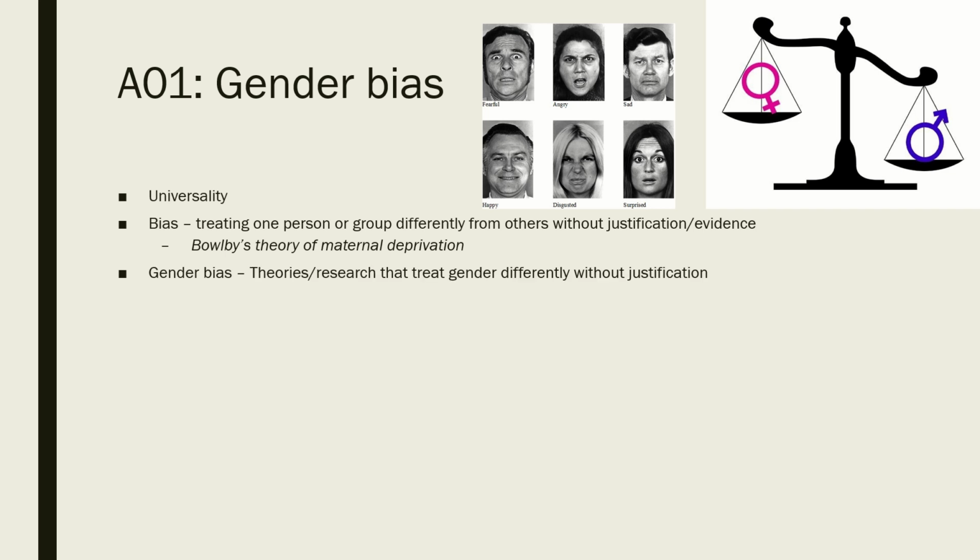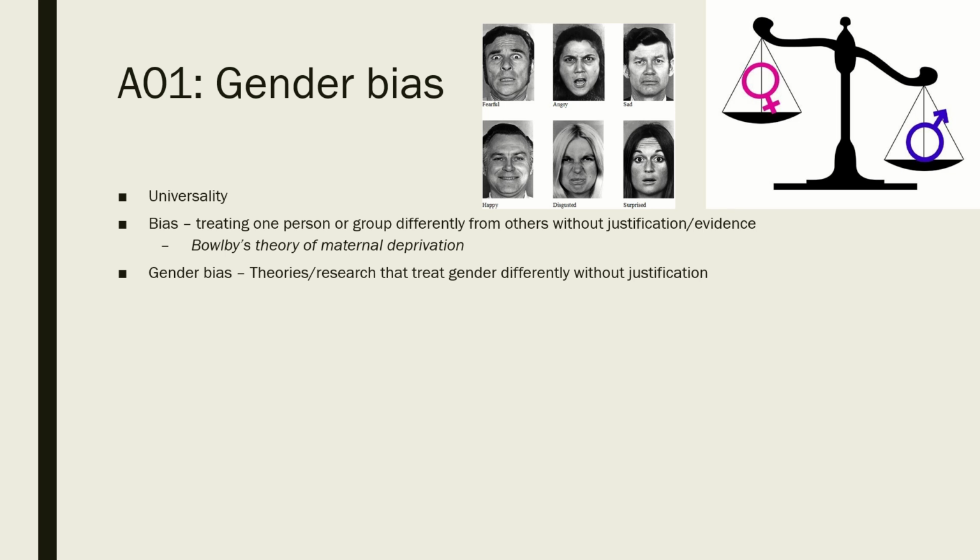So there we have it, we'll come back to Bowlby in a second. And then if we apply that particularly to gender bias in psychology, that's theories and research that treat genders differently without justification. So there's a claim, potentially a poorly conducted research claim, that men and women are different, when actually the research methods can't hold that up because the research is done poorly, or theories that don't have research that supports their claims, or have research that's poorly conducted or manipulated in some way.